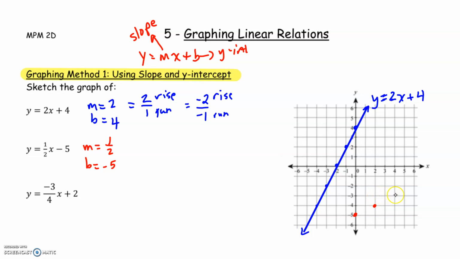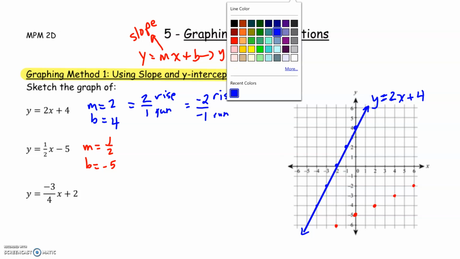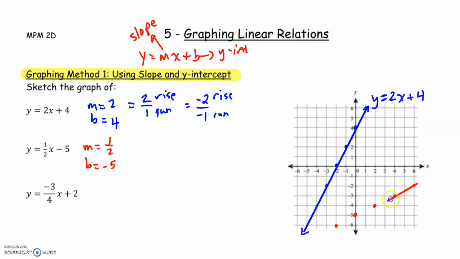A rise of 1, a run of 2. Okay, and I could go the opposite way, down 1 to the left 2. Okay, that's enough. We'll draw our line through the points. Once you have your line through the points, we know we want to put arrows on the ends and label it with the equation. y equals a half x minus 5.